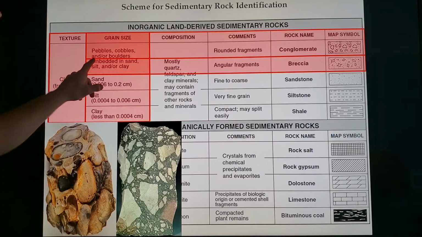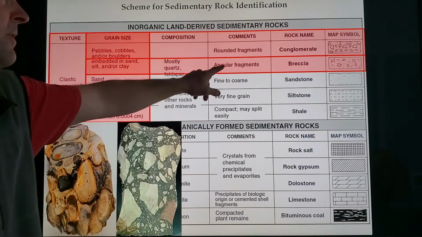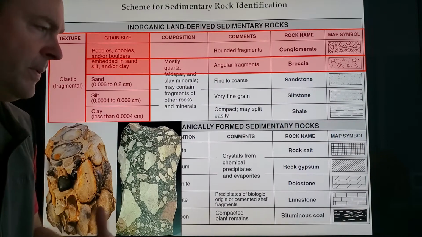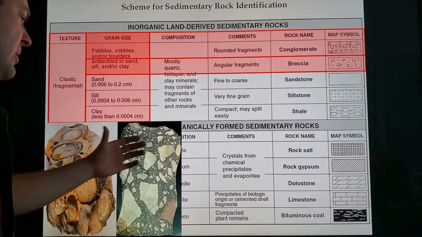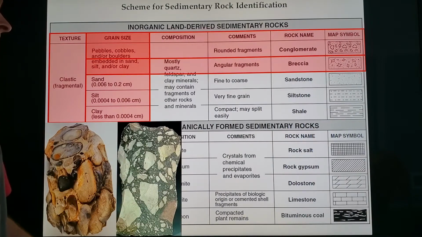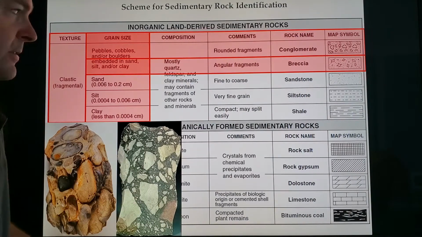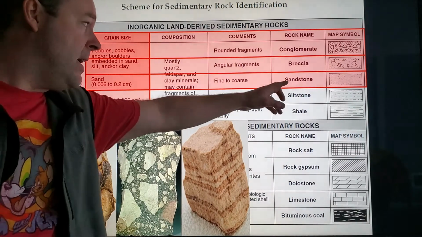Going down, it's the same particles, but now they're not rounded, they're angular. They haven't been weathered as much, but it's still similar to conglomerate, but they call it breccia because they don't have those rounded fragments. Further down is your sandstone.